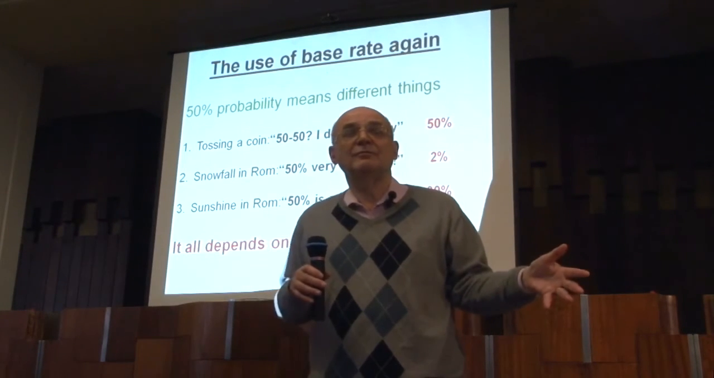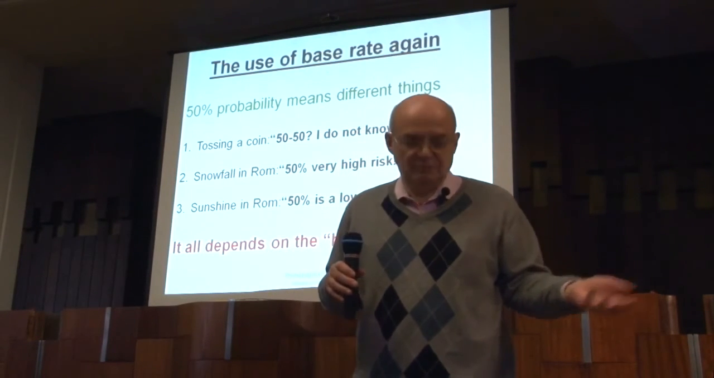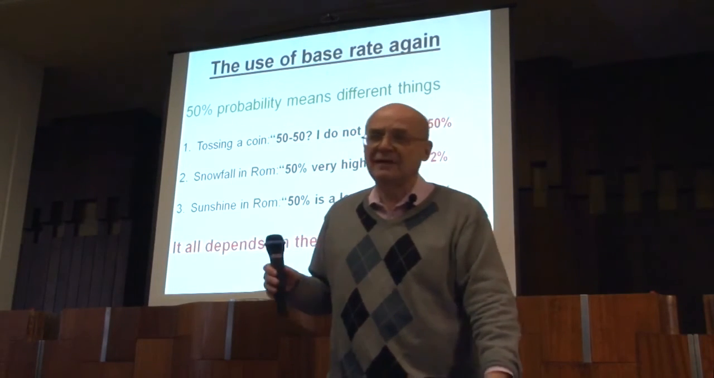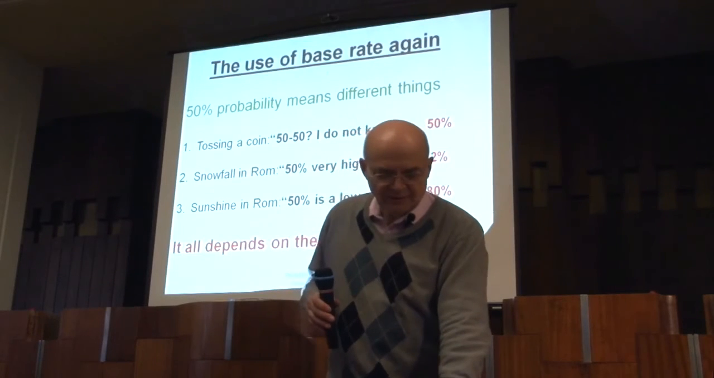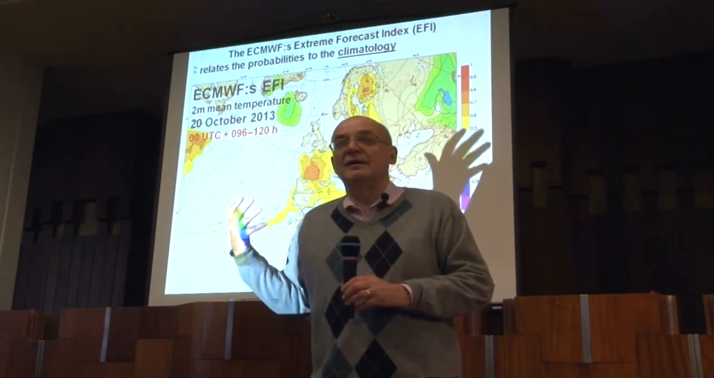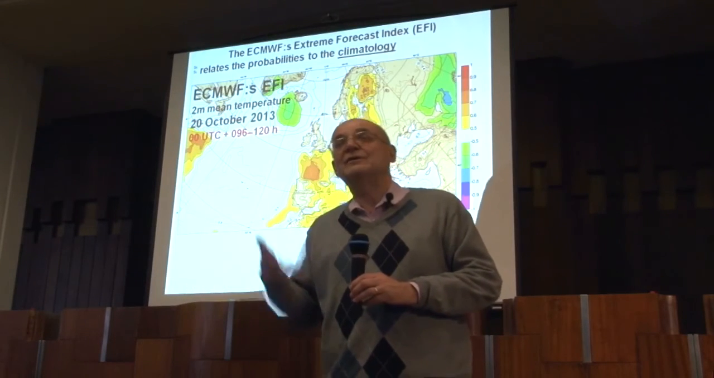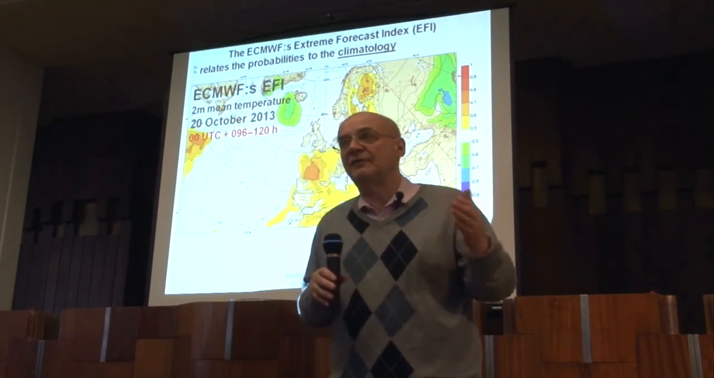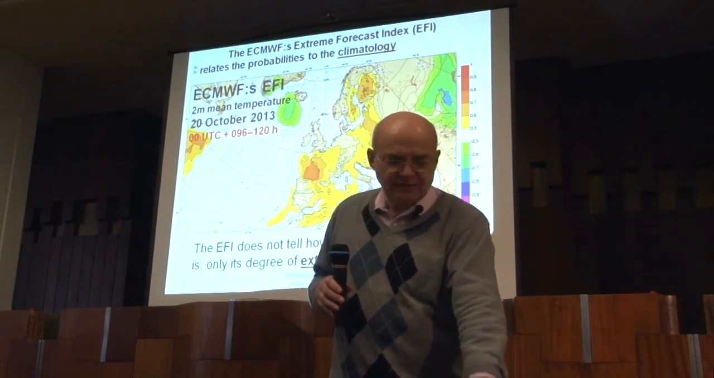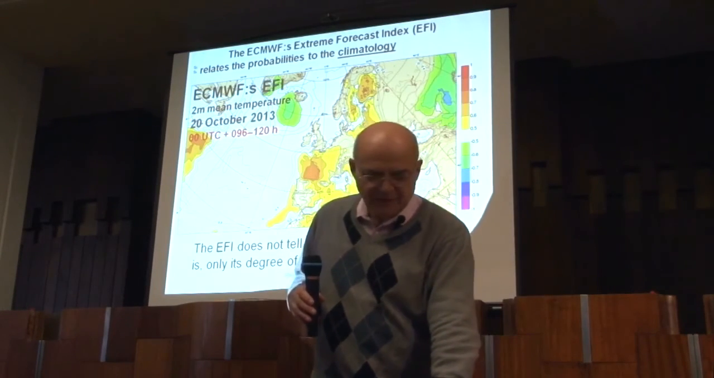And again, if you have a problem with a 50% misunderstanding, you can say it's much more likely than normal, or 25 times more likely than normal. So you refer to the normal probability. And the European Center Extreme Forecast Index is a sort of take the base rate into account by comparing the probabilities with the climatological probabilities. So here you have this base rate set into mathematics, and again, it's not probabilities, it's a degree of extremity the EFI measures. I will come back to that.